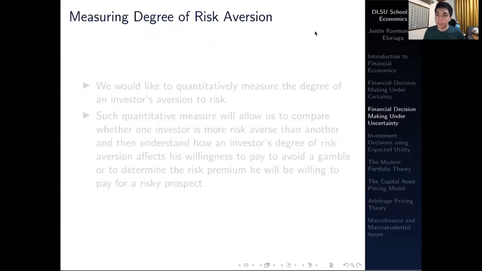Now, of course, this begs the question: how much insurance would particular people be willing to pay to be shielded against a risky prospect or a bad outcome? Well, as I inferred in the last video, it could be based on their degree of risk aversion. But we don't really know how to measure risk aversion, at least not until this video.